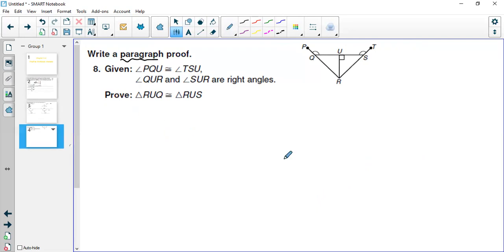It's the same one, only that I showed you how to write in points. Now they want you to write it in a paragraph. That's all. We are going to write the same thing. Okay, so we start from the given information.